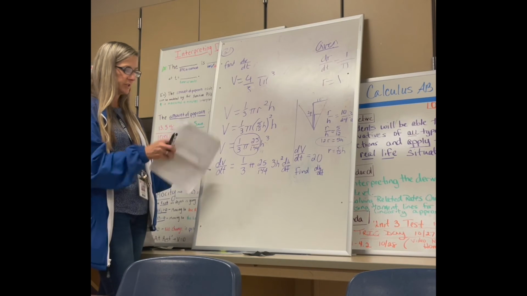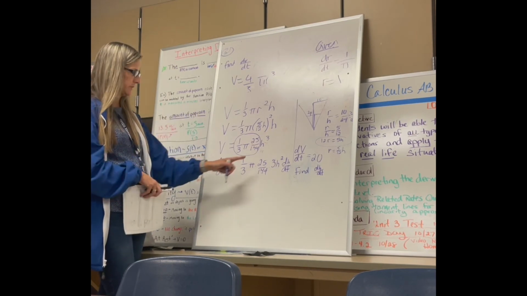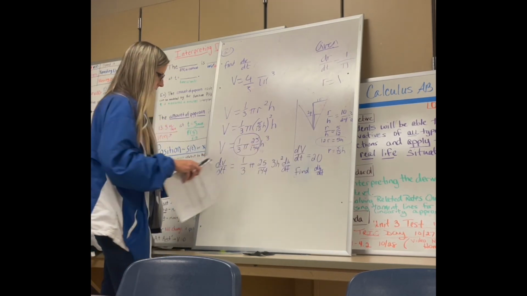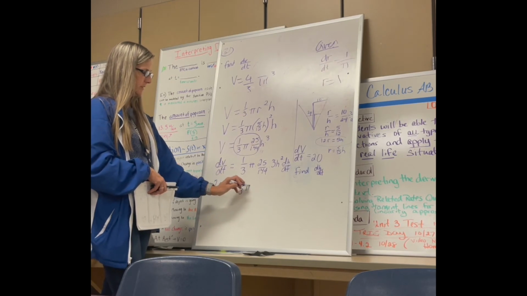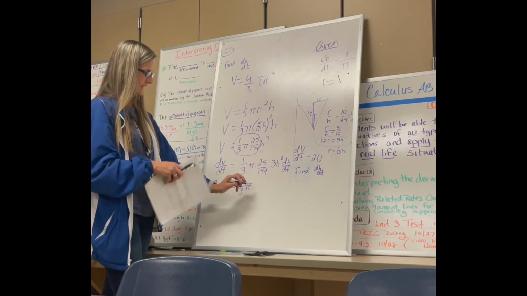So the question said, how fast is the depth of water? So I'm trying to solve for dH/dt. I know that the dv/dt is 20. I also know that the depth of water is 16.